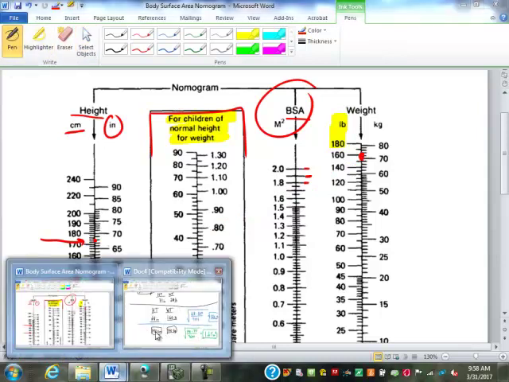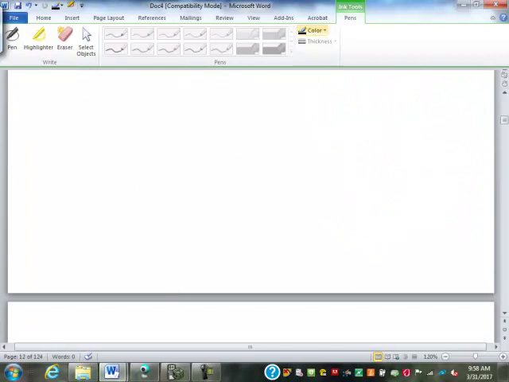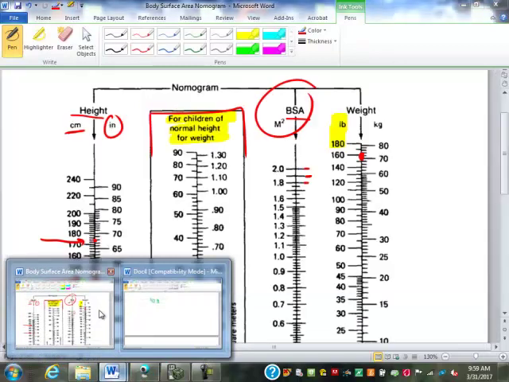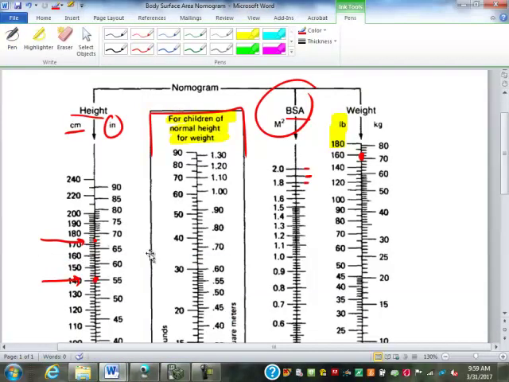So let's say that we have a child that is 40 pounds. And I don't know even what standard height would be for a 40-pound child. That'd be about a 5-year-old child. But we're just going to go with 40 pounds and say that they are height and weight proportional. They are normal height for their weight. So 40 pounds is right here. That lines up right through there.